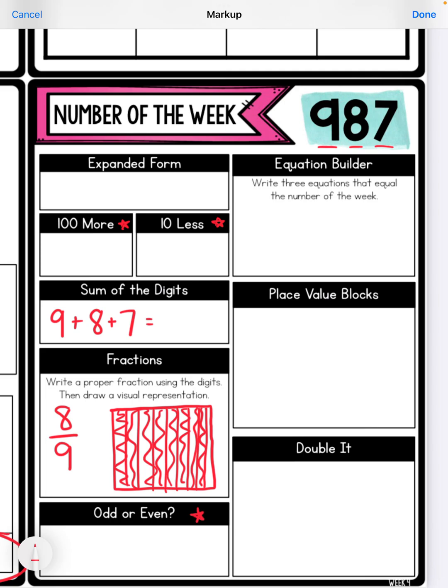Decide, is this number odd or even? Look at that ones place. Equation builder, we've done this. You need to write 3 equations that equal 987. Place value blocks, remember the squares equal 100, sticks equal 10, and then dots or cubes equal 1. You need to make 987 out of those. And then go ahead and double 987.